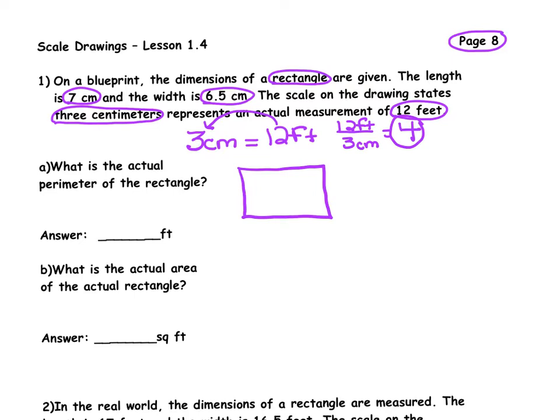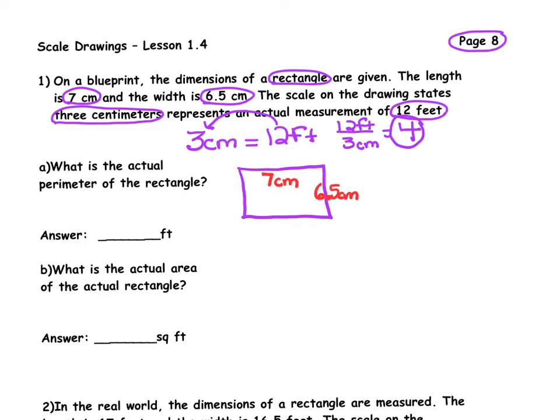Please put this on your notebook paper and write down 7 centimeters for the length and 6.5 centimeters for the width. Those are the dimensions given on paper or on the blueprint. We're going to convert those to actual dimensions in a moment. But let's see what we have to calculate.